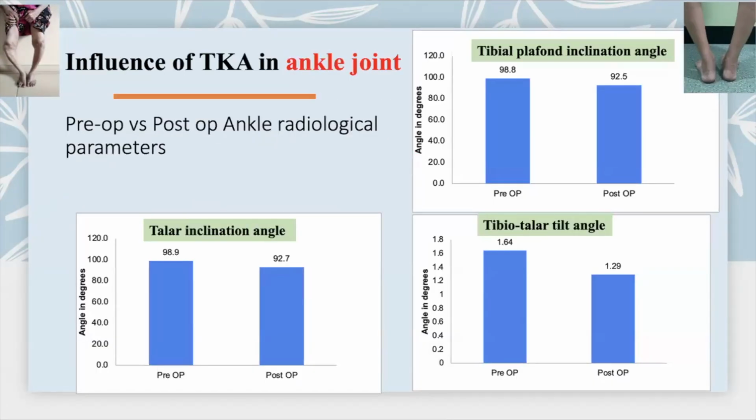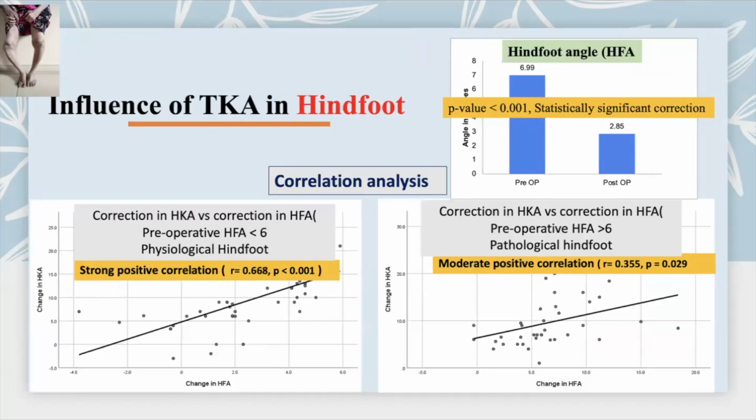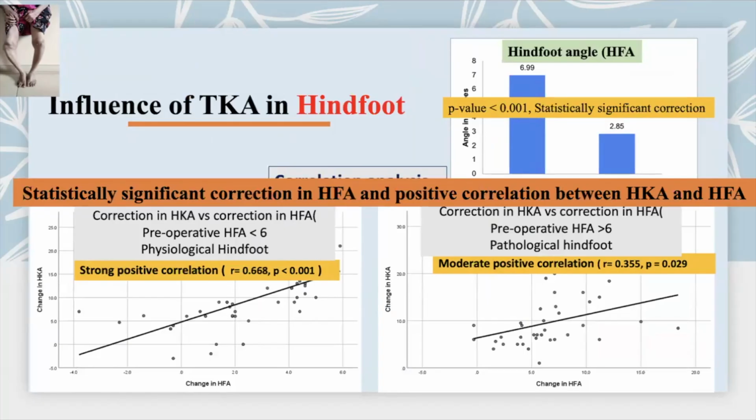And this is our result analysis particular to the influence after correction, because we targeted a neutral mechanical alignment. We did a conventional technique and no alternative alignment philosophy. Regarding the influence of total knee arthroplasty on the ankle joint, with all three angles there is definitely a correlation, and it was statistically significant. Coming to the hindfoot alignment, the influence of correcting the alignment to neutral shows definitely a good correlation, a statistically significant correction in hindfoot alignment, and a positive correlation between the HKA and hindfoot alignment.